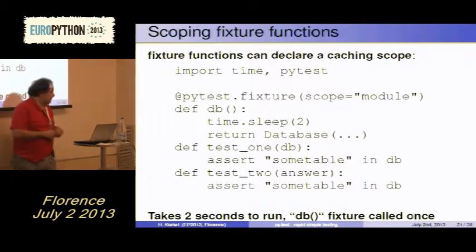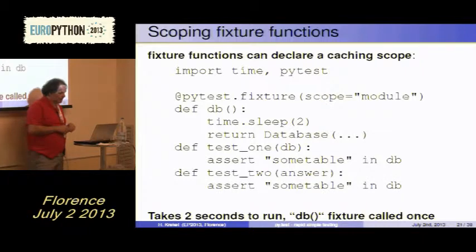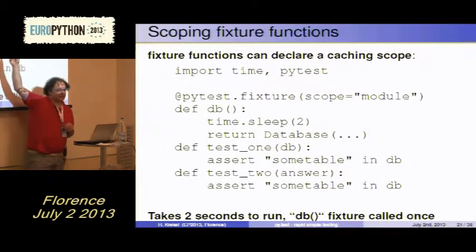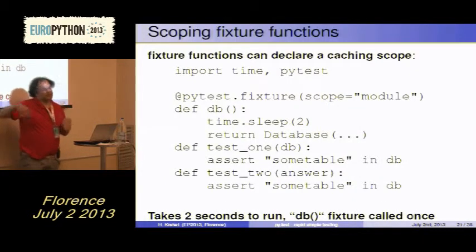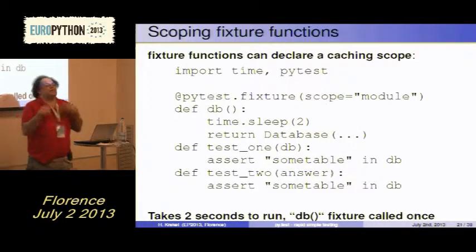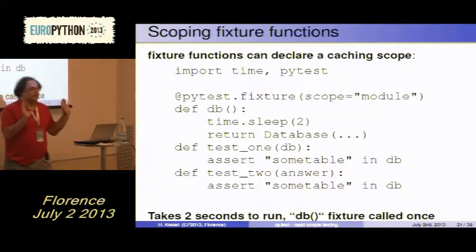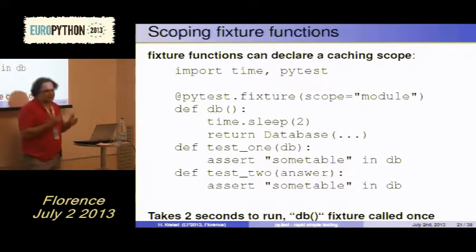So by just modifying your fixture function, your test functions don't need to change. They don't need to know, because at some point you discover, I don't really need a new database for every test function. It's fine to just have it per module. You just change your fixture function, and you're done. No other source code needs to be changed.